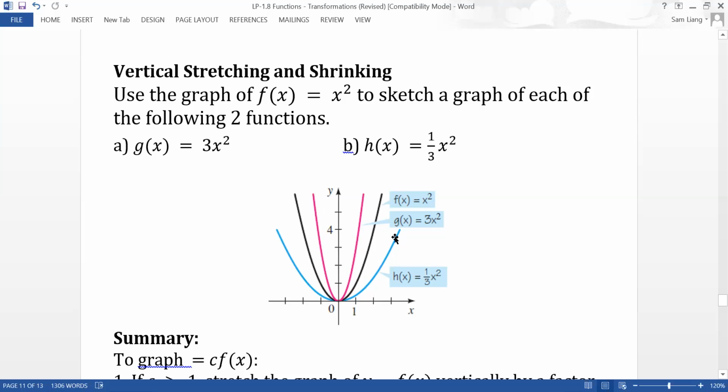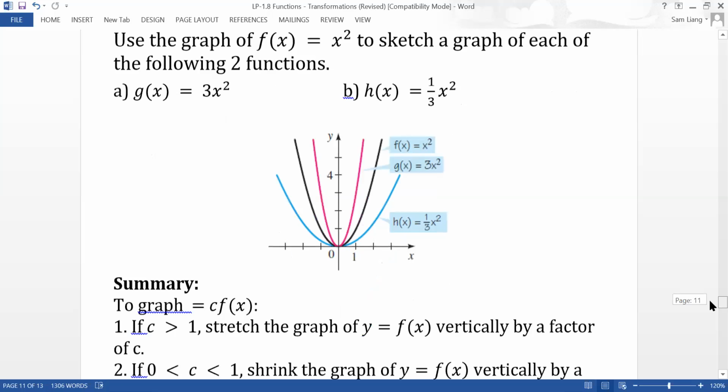Okay, so as you could reason, right? So 3x squared, that's going to be stretched up because each y value is tripled, right? So if we take this y value here of (1, 1), then that gets mapped to (1, 3) now, right? That goes over here. But for 1/3, it's going to decrease. Okay, so (1, 1) would go now to (1, 1/3). Okay, and so that's pretty intuitive.